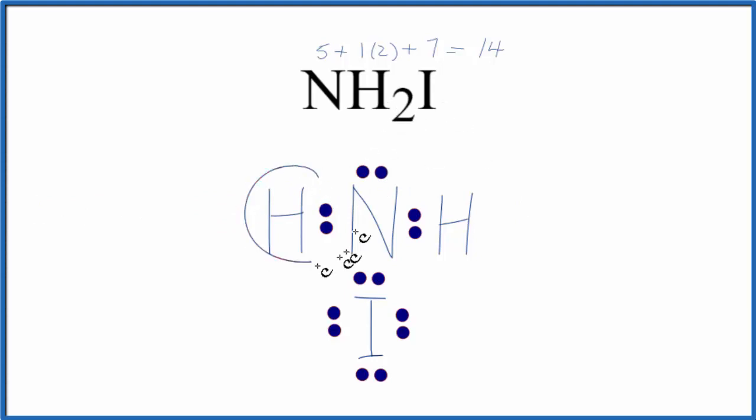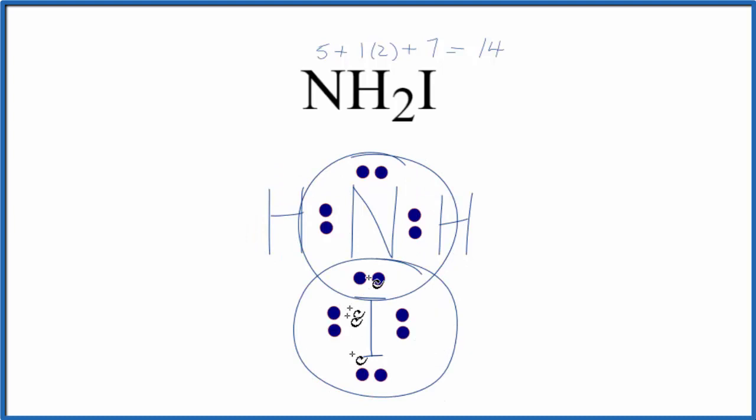You'll note that hydrogen atoms, they both have 2 valence electrons, so they're good. Nitrogen has 8, it has an octet. Iodine has an octet as well.